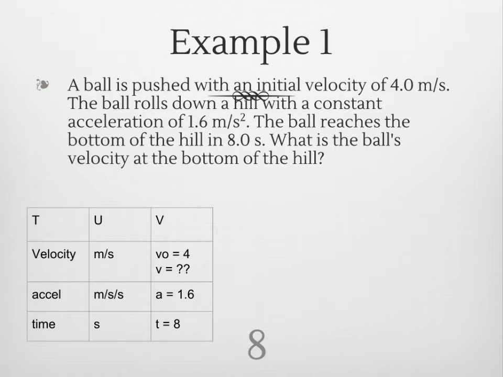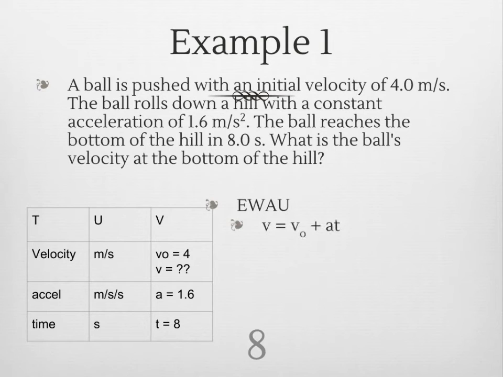We're going to start out by doing a TUV chart. The first term we come to is velocity in meters per second. We know the v naught is 4. Acceleration is in meters per second squared, and it is 1.6. And time is given in seconds, and t is equal to 8.